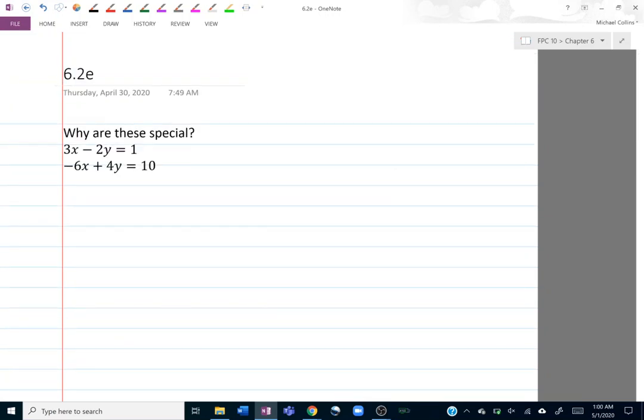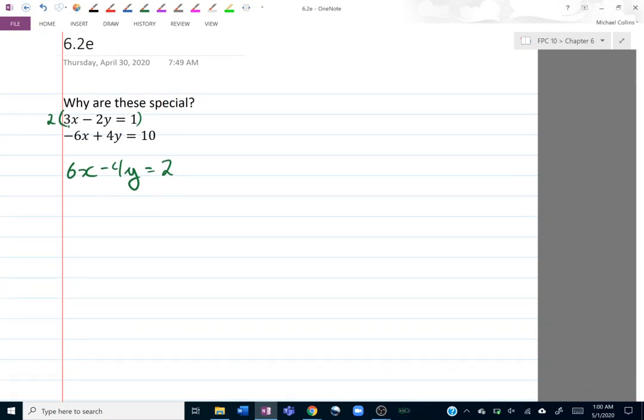So when I'm looking at these, I noticed that it'll be pretty easy to turn this 3. I can multiply the top equation by 2 to get 6, or I could multiply it by 2 to get 4. I don't really mind, so I'm going to choose, just because the x is first, let's get rid of the x. I'm going to multiply this top equation by 2, and I end up with 6x minus 4y is equal to 2. And then on the bottom, I have a negative 6x plus 4y is equal to 10.